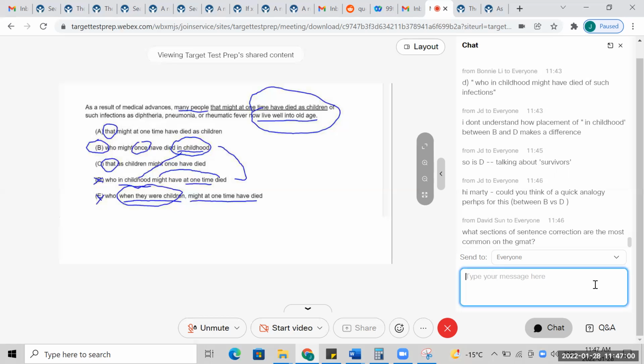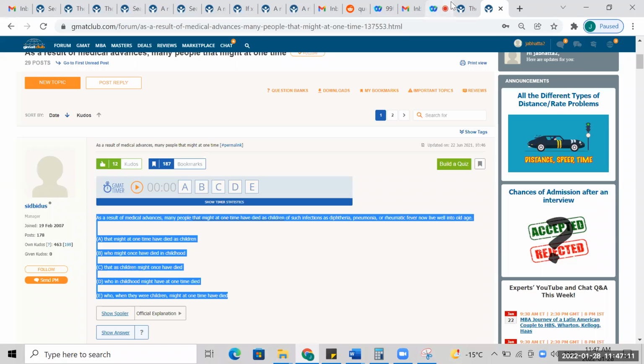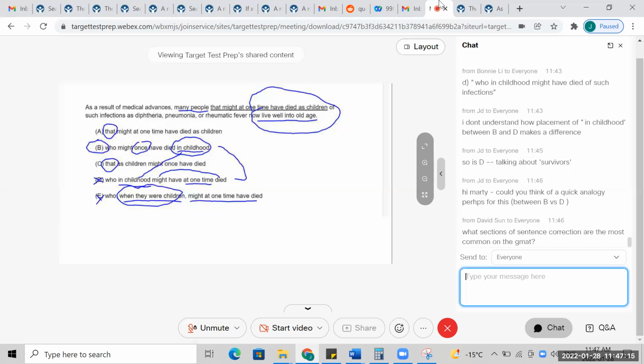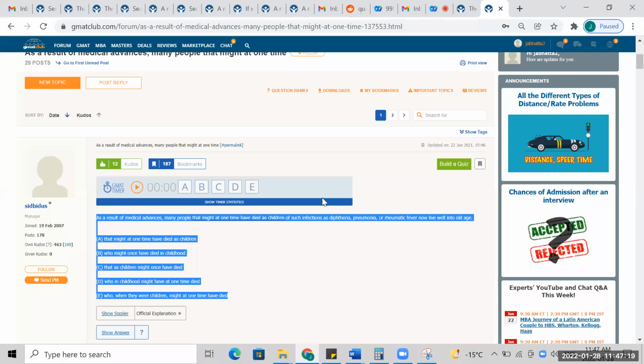I think subject-verb agreement shows up everywhere. You know, comparisons are there a lot. Parallelism is there a lot. At the same time, we really need to know all these things. And finally, I would say meaning is throughout. If you get meaning, you're taking care of a lot of sentence correction.